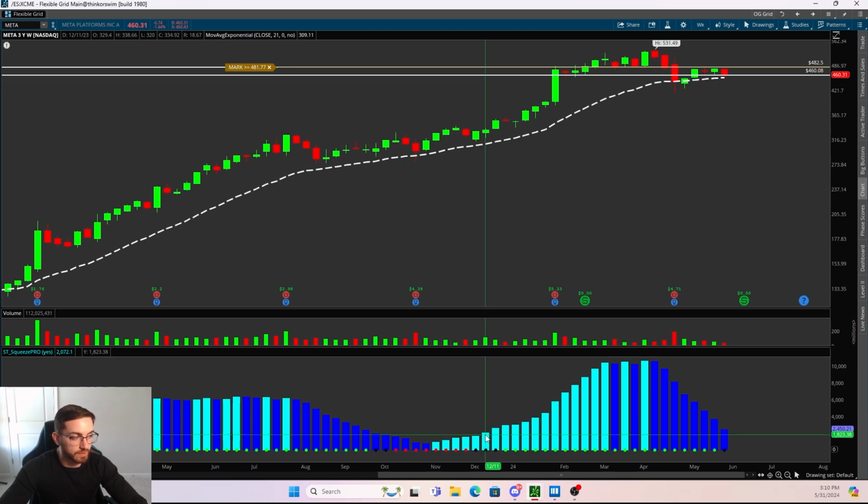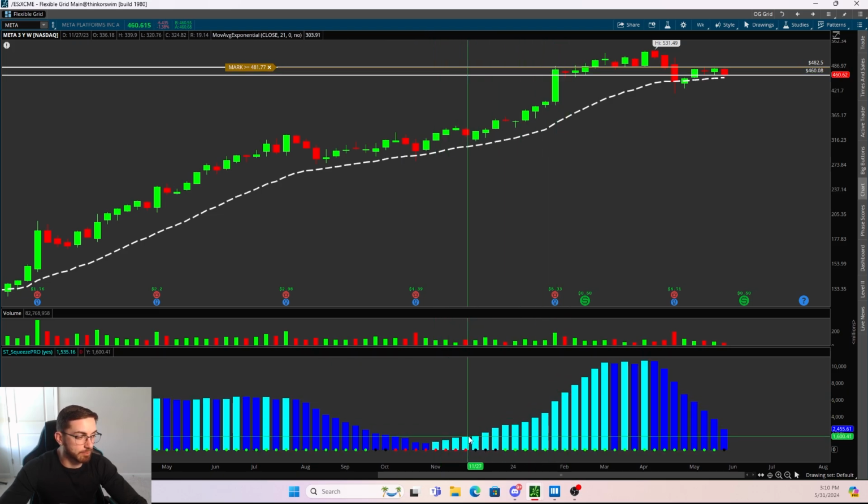So again, the red dots is telling you that price is in a squeeze. The black dots are telling you that the squeeze is beginning to fire. And then the green dots are telling you the squeeze has officially fired. So once we start getting those black and green dots, that's when you can expect the stock price to start making the larger move. So now what do these histogram bars mean?